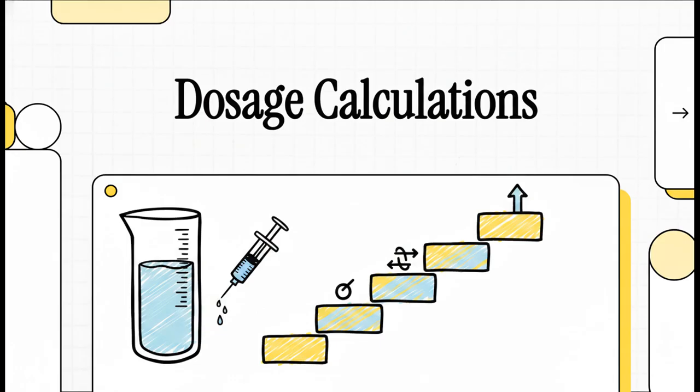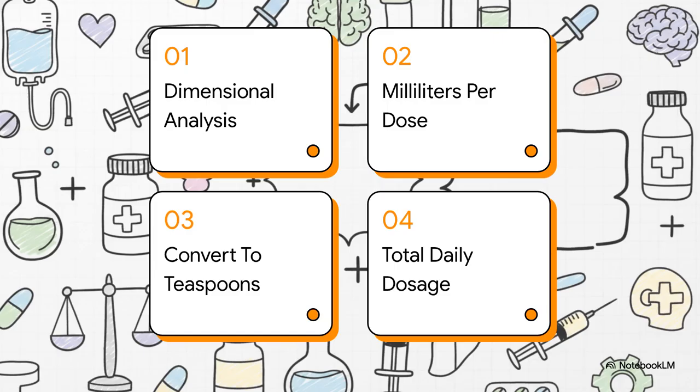I want you to think of our time together as a sort of progressive staircase. We're going to start right at the bottom with the foundational concepts, and then, step by step, we'll build our way up to some surprisingly tricky scenarios. By the time we finish this, you are going to look at these calculations in an entirely new, completely confident way. So, here is our roadmap for today. First, we'll cover the dimensional analysis method. Second, solving for milliliters per dose. Third, converting to teaspoons. And finally, calculating total daily dosage.